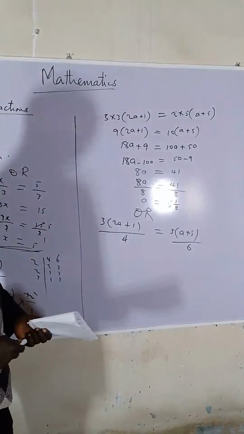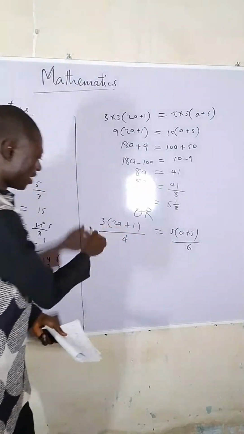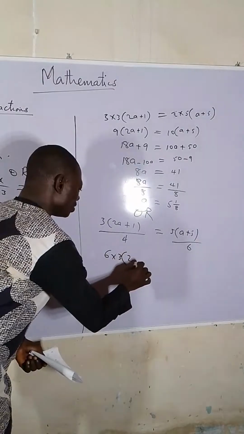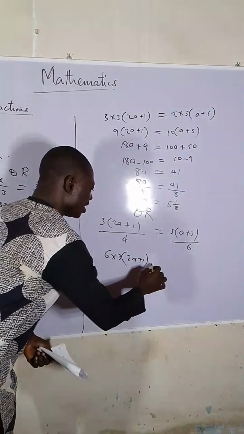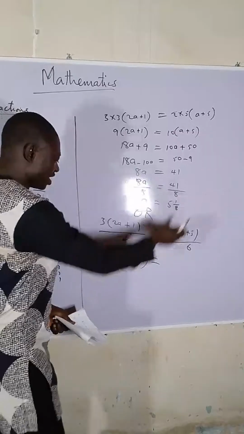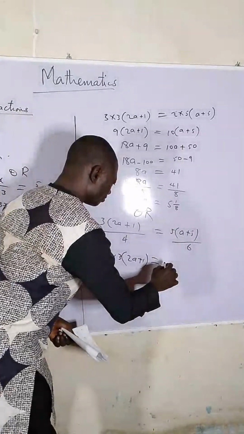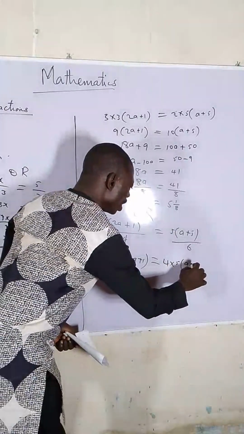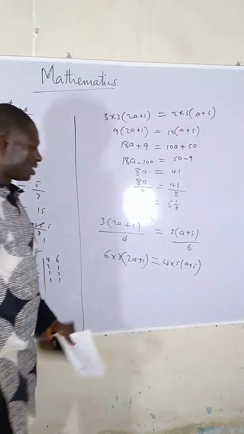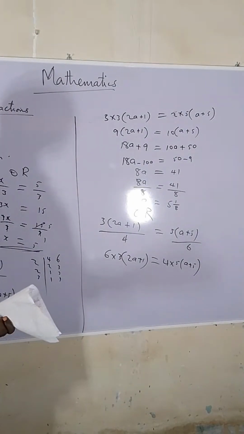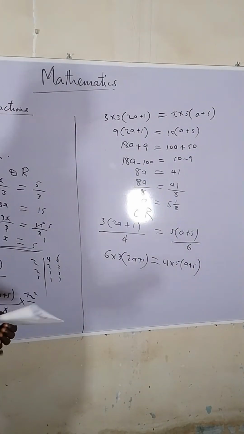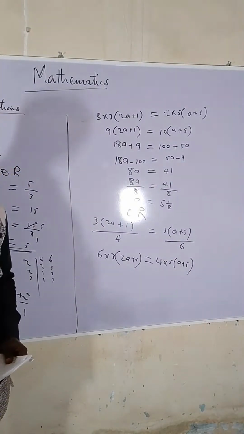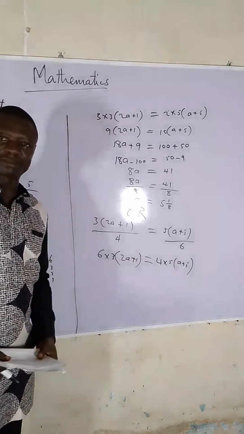Yes, so let us choose bringing 6 up here to have 6 times 3 into (2A plus 1) is equal to 4 moving down to give us 4 times 5 into (A plus 5). Can you see that the whole fraction has been cleared? Okay, we're cross multiplying now. And so we have 18, because 6 times 3 is 18. And so 18 will now multiply the brackets.